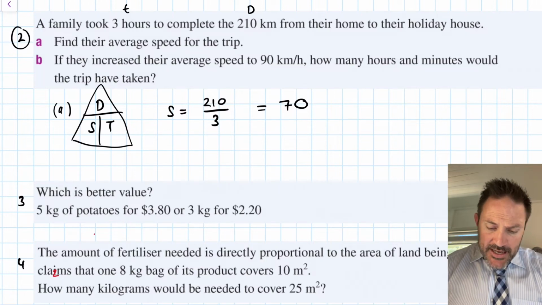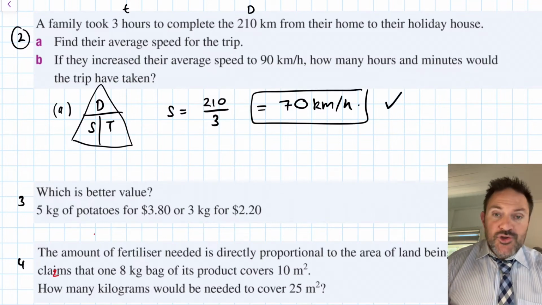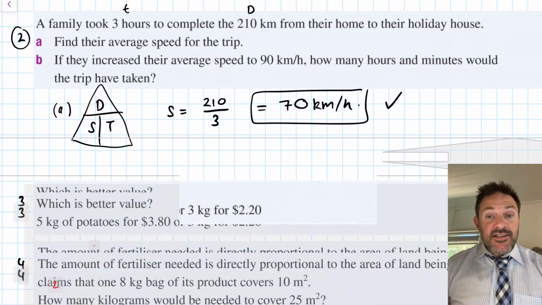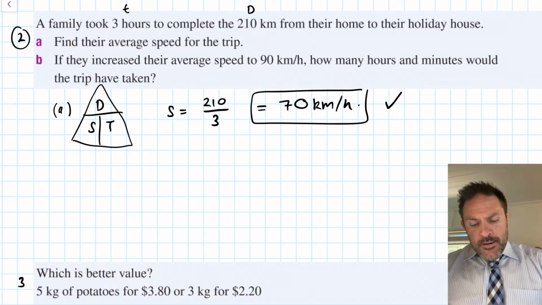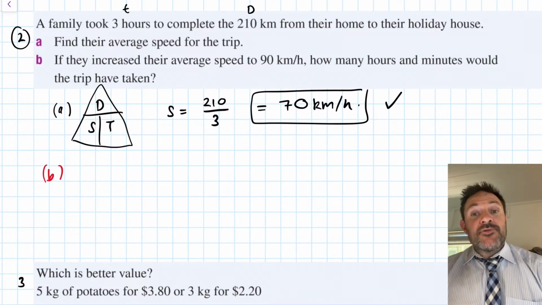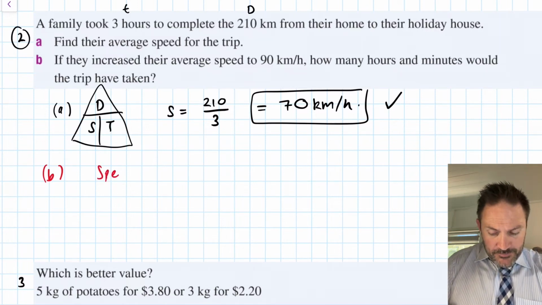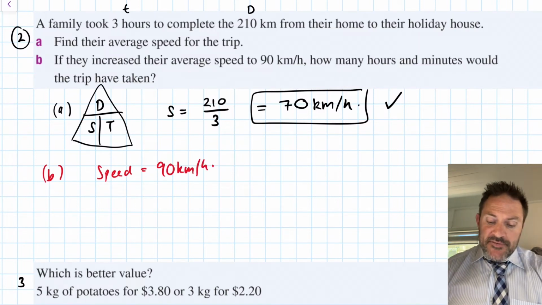It will take me 70 kilometers per 1 hour. Job done. You can see in the DST triangle, it's really quite simple and quite nice to use. Part B says if they increase their average speed up to 90 kilometers, so that's now my speed, how many hours and minutes would the trip have taken?